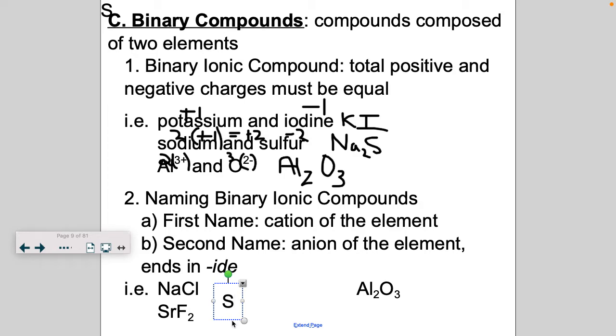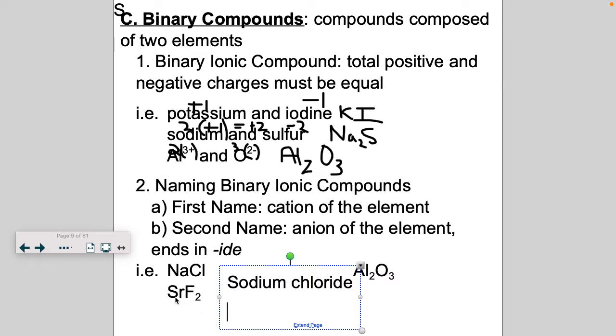Okay, so sodium. So I just write sodium, I leave it alone, and then for my anion, it's not chlorine, it's chloride. Okay? Take a look at SrF2. So Sr on my periodic table is strontium. It's in group 2, element atomic number 38. So I just type out the cation as is, strontium, and then that F2, that's fluorine. But I'm not going to say fluorine, I'm going to say fluoride.